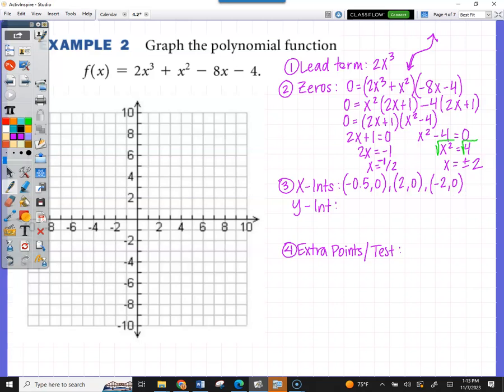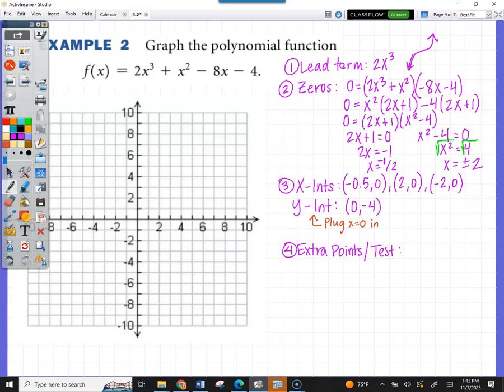How do I find the y-intercept? You're just plugging x equals 0 into the original function. Plug x equals 0 into the original, and you get that it's negative 4.